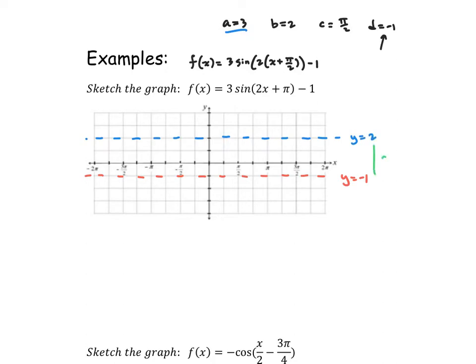This distance is a, so the absolute value of a equals 3, right? Therefore, we would see that same distance show up here. So our minimum value would be here at y equals negative 4. So our function is going to oscillate within these two parameters. So in this way, I've taken care of the vertical transformations. Seeing that there's no vertical reflection, but I have stretched my function and I've shifted it down.